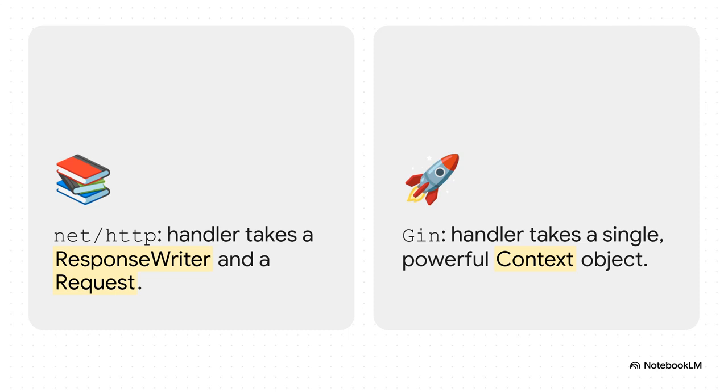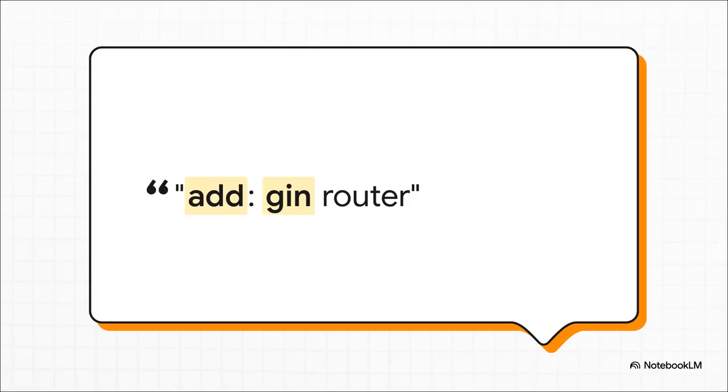With the standard library, your handler function is juggling a response writer and a request. But with Gin, you just get one powerful context object. That one object has everything you need, reading parameters, writing JSON, you name it. It's just cleaner. And just like that, the upgrade to the new framework is done, marked with another clear, concise commit message. The project now has a Gin router at its core, and it's ready for much more complex features to be built on top.